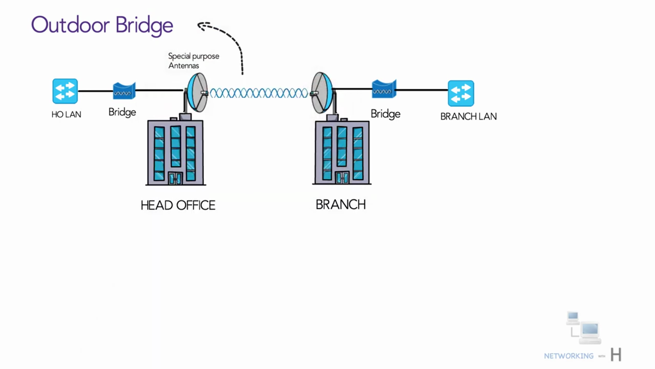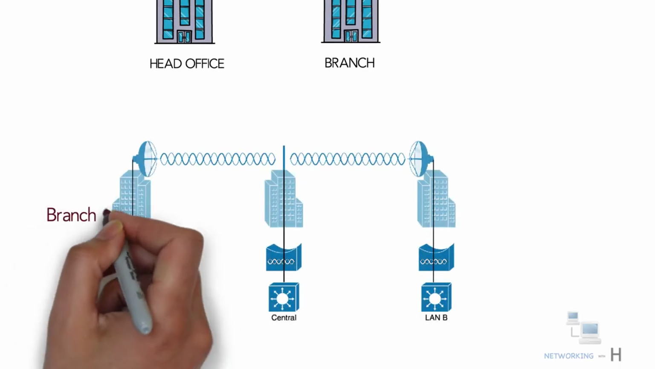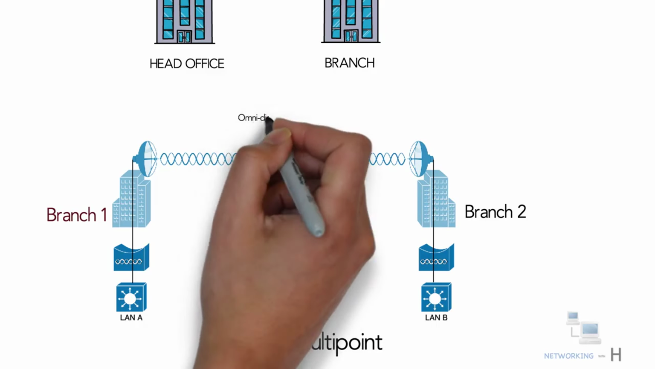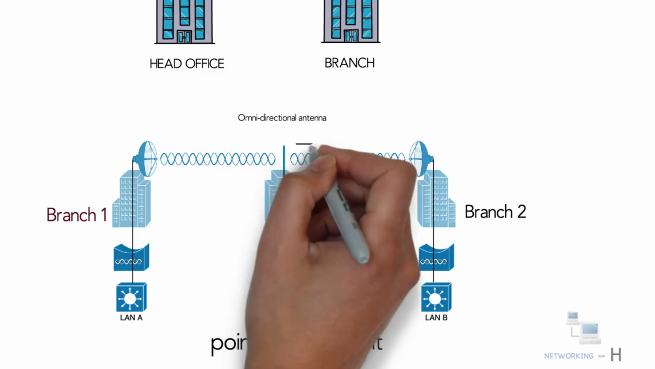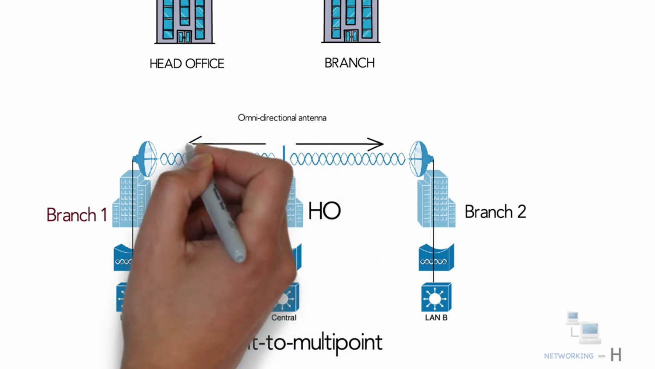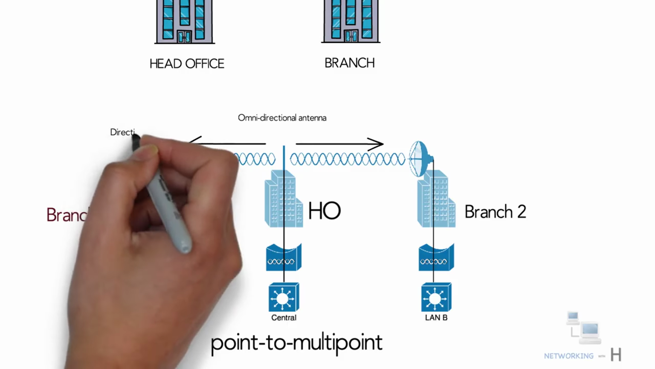Let's take a scenario where you might have multiple remote branch offices and LANs at multiple sites that need to be bridged together. A point to multipoint bridge link allows a central site to be bridged to the several other sites. The central site will have a bridge that is connected to an omnidirectional antenna and will transmit the signal equally in all directions so that it can reach the other sites simultaneously. The bridges on the other side will be connected to a directional antenna aimed at the central site.